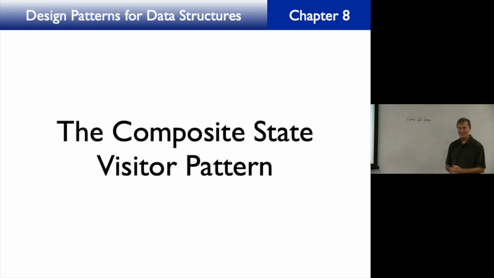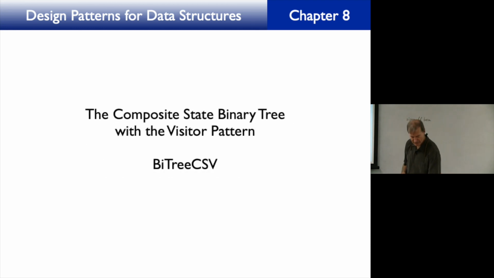CSV. The composite state visitor pattern, right? Now, in the same way that we did the composite state visitor pattern for the list, and it was based on the composite state pattern, the composite state visitor pattern for the binary tree is going to be based on the composite state pattern of the binary tree. So the name of this next project is going to be BiTree CSV. So the composite state binary tree with the visitor pattern. It's the BiTree CSV. But look, you guys, we've seen all of this stuff before.